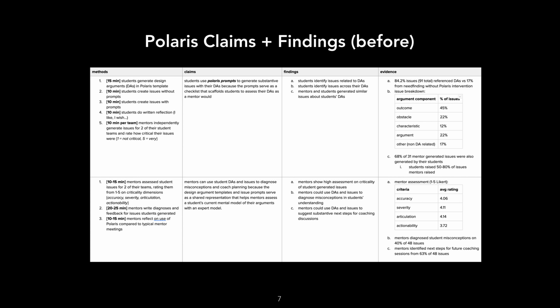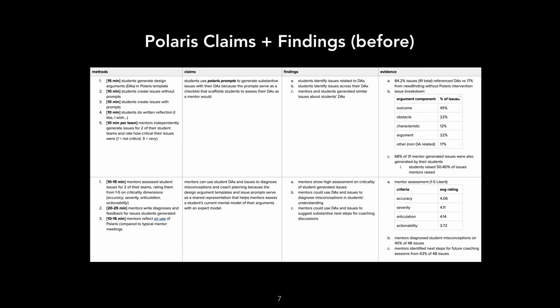And for that claim, the findings from our initial analyses were that students were able to identify issues that were related to design arguments, that students were able to identify issues that went across the different components of a design argument and were distributed across these different pieces, and that when comparing the types of issues that mentors and students generated, there was some similarity generally between mentor-generated issues and student-generated ones.